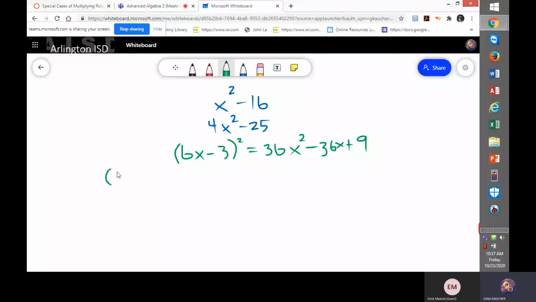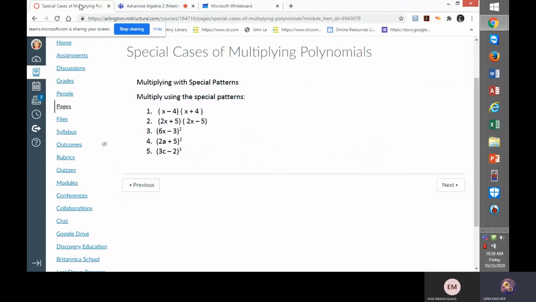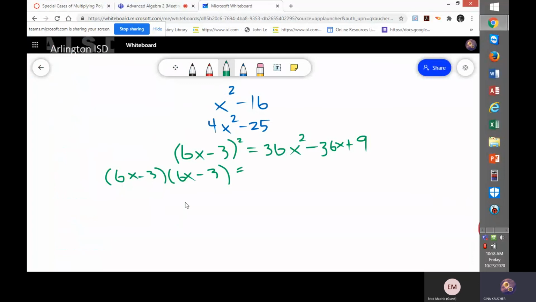You'll get the same thing if you take x minus 3 times x minus 3, or if you use Pascal's triangle. Same thing. So if you forget how to do the pattern, then just multiply it out. It doesn't take that much longer. And 2a plus 5 squared. Okay, this time you have addition.